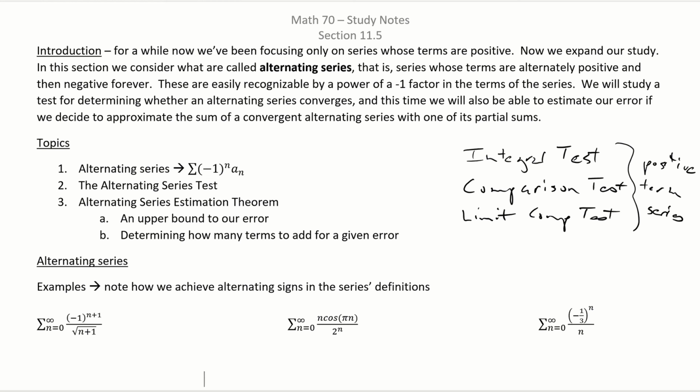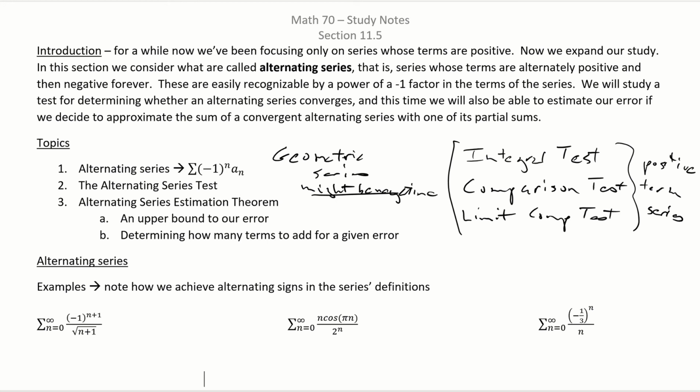The only time we dealt with negative term series was way back in section 2, where we were dealing with geometric and telescoping series, with the way we set them up. Geometric series might be negative, but we've been spending a lot of time on positive series lately.